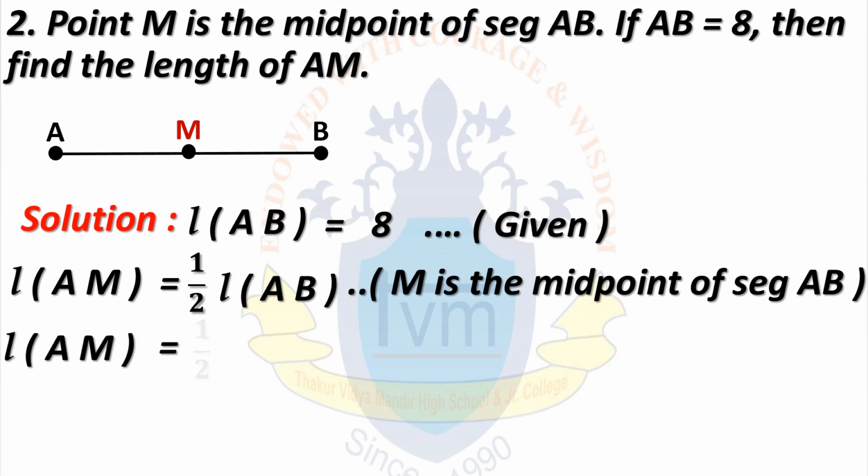Therefore length AM equals half. What is the value of AB over here? 8. So half into 8. So length AM equals, what is half of 8? 4. So length AM equals 4 if AB equals 8.